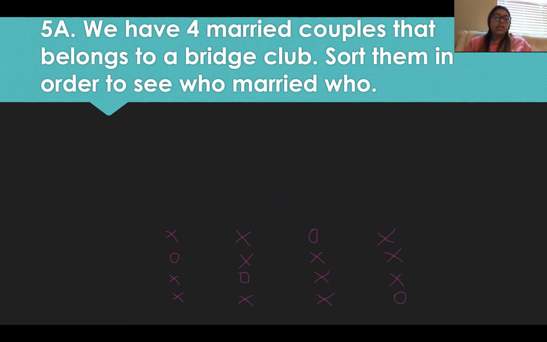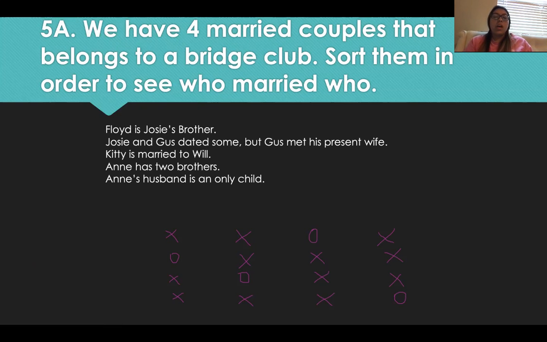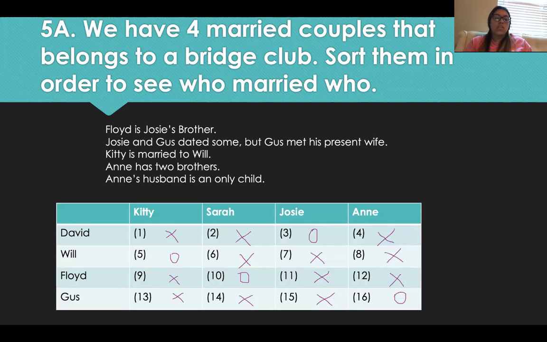Plug and check. Here, in 5a, we have 4 married couples that belong to a bridge club. We are asked to sort them out in order to see who married who. Above, we are given a chart of boys' and girls' names that have specific instructions. Then we're given this chart that has their names to see who married who.